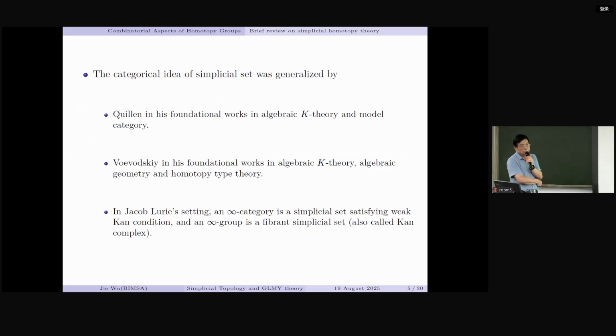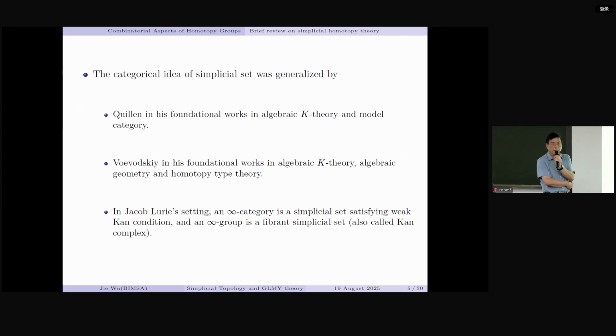More recently, a lot of people have been working on higher categories. Jacob Lurie has introduced infinity categories. Let's look at the definition. What does it mean to be an infinity category? One definition is a simplicial set satisfying weak conditions, which is a generalization of the nerve complex of categories. And an infinity groupoid means a fibrant simplicial set.